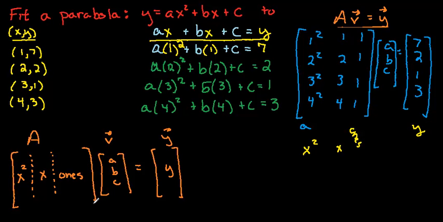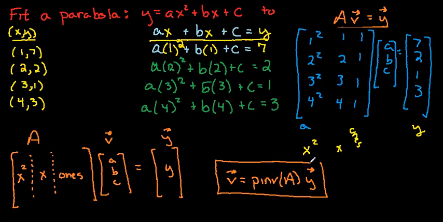Okay, with that setup in mind, we're ready to go to MATLAB, and we will solve for v by computing the pseudo inverse of A times y, and that's going to give us the coefficients A, B, C that fit our parabola, that fit our quadratic model to the data.